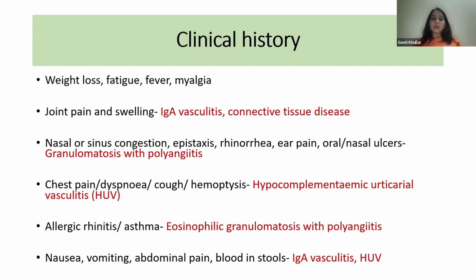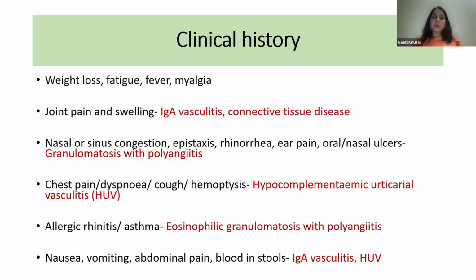So first come the constitutional symptoms. Now, these are very common. We do come across patients who have systemic involvement, or underlying CTDs, and they would come with features of weight loss, fatigue, fever, myalgia. These are common symptoms in patients who have underlying systemic involvement with vasculitis or any underlying systemic disease in the form of CTD. Joint pain and swelling, again: IgA vasculitis is very characteristic for knee pain. Connective tissue diseases, of course, can have associated joint involvement.